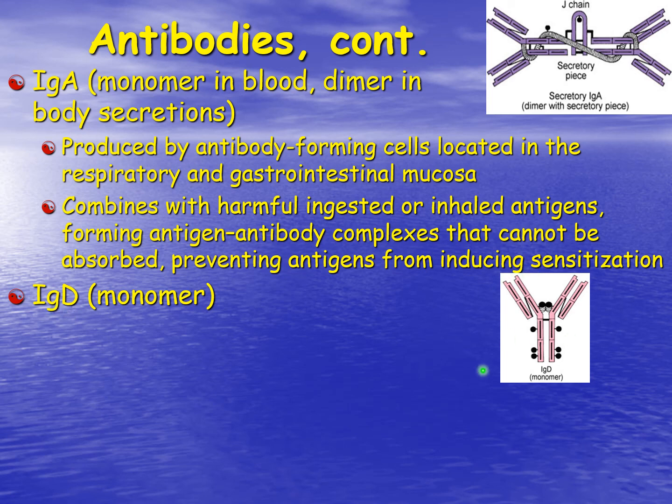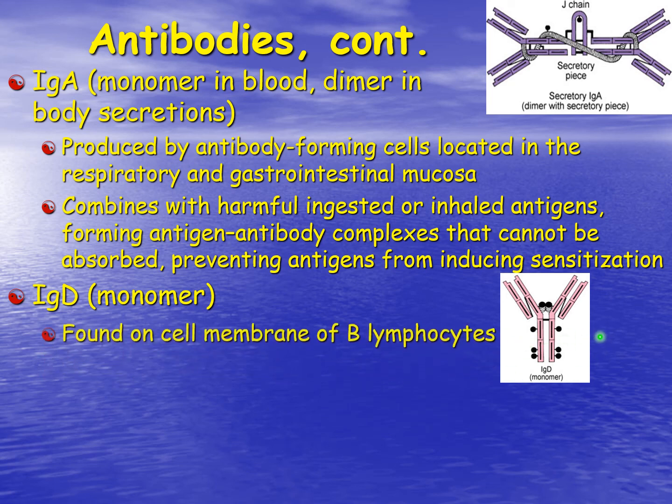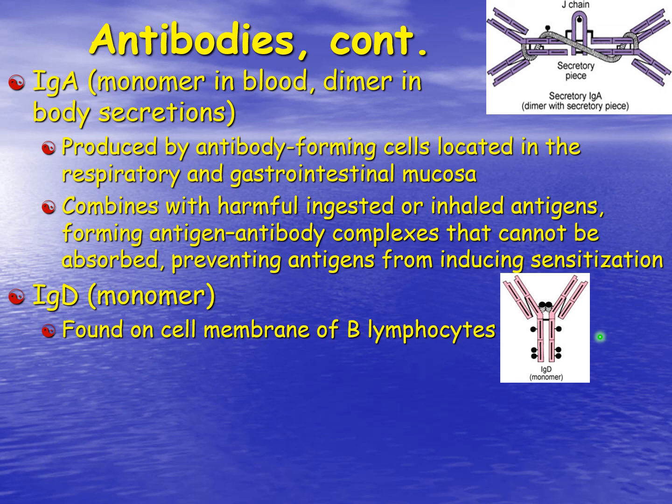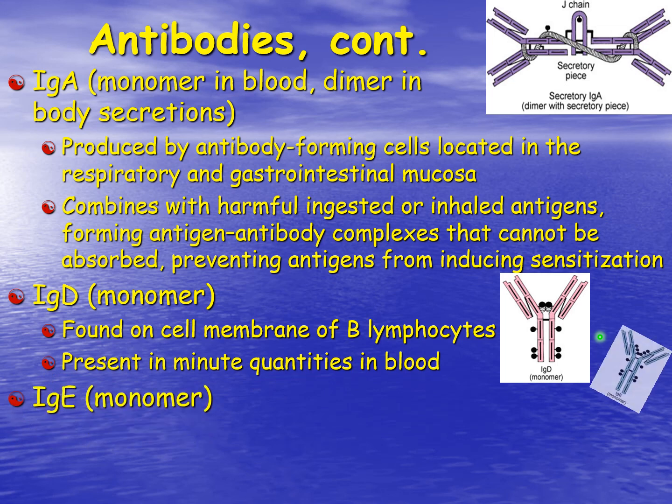IgD exists as a monomer in blood, but very, very little is found in the blood. Usually less than 0.02% of your circulating antibodies will be of the IgD class. When these are made, they are actually inserted by the Fc region into the cell membrane of maturing B lymphocytes. So this is actually the B cell receptor. So it is present in very minute quantities in the bloodstream.